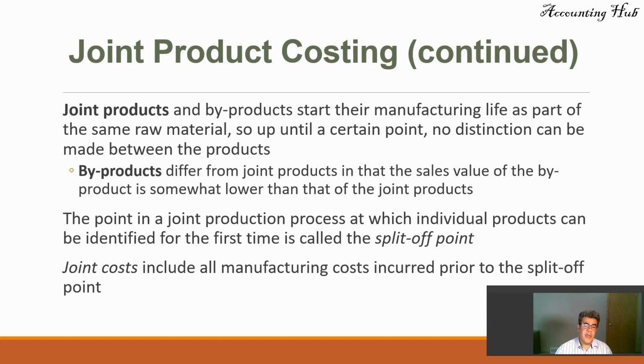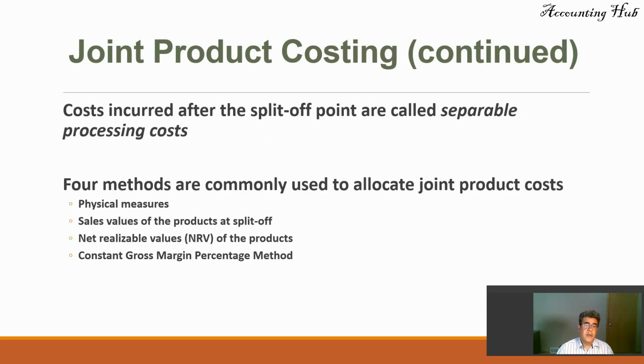The point in a joint production process at which individual products can be identified for the first time is called the split-off point. And joint costs include all manufacturing costs incurred prior to the split-off point. After that, it's just like a job or process costing as usual. And after the split-off point, the costs are called separable processing costs.